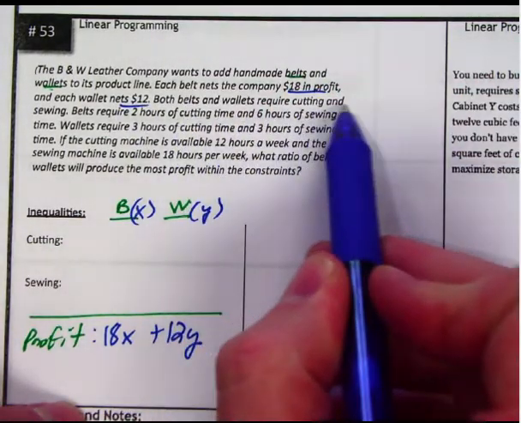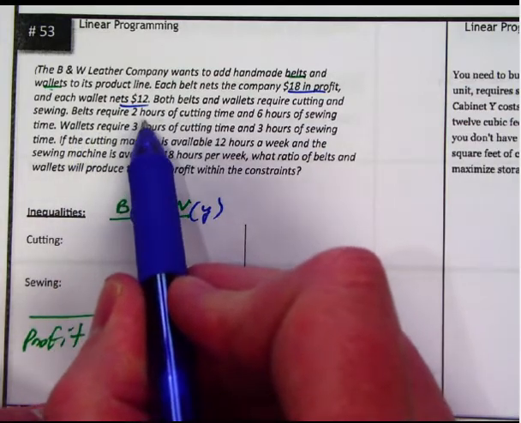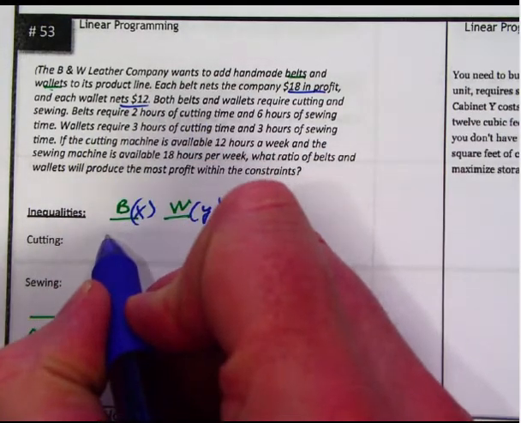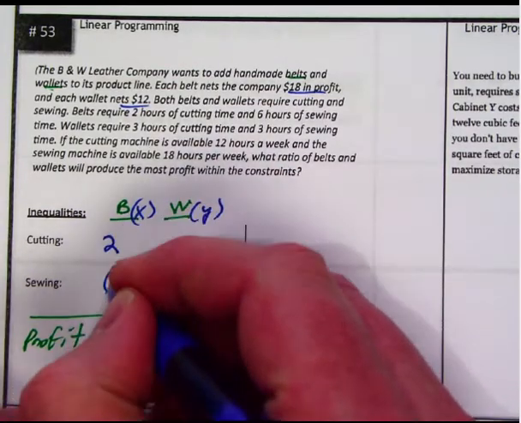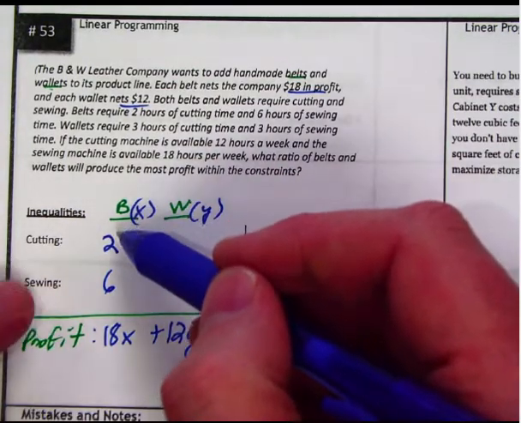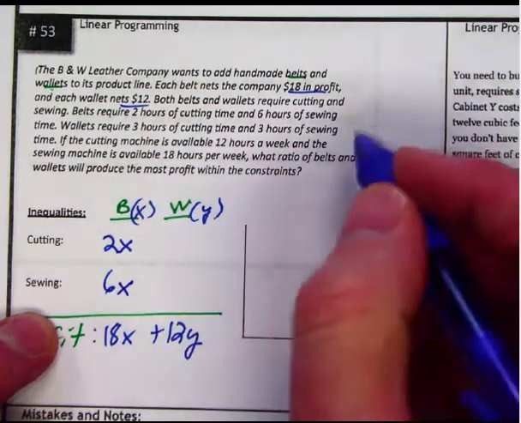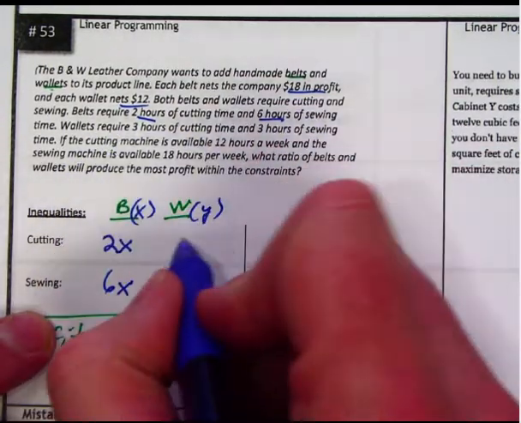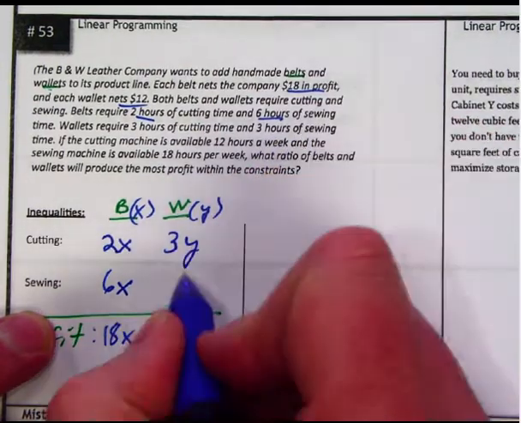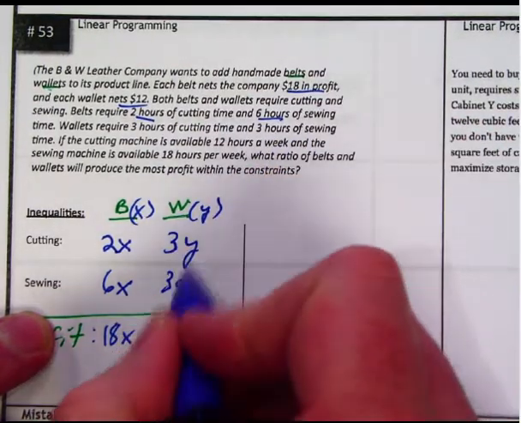Both belts and wallets were called cutting and sewing. Belts require 2 hours of cutting and 6 hours of sewing. I put those on top of each other because that's belts column, cutting and sewing. Okay, so I've done this and this. Next, wallets require 3 hours of cutting and 3 hours of sewing, so that's 3Y in both of those spots.